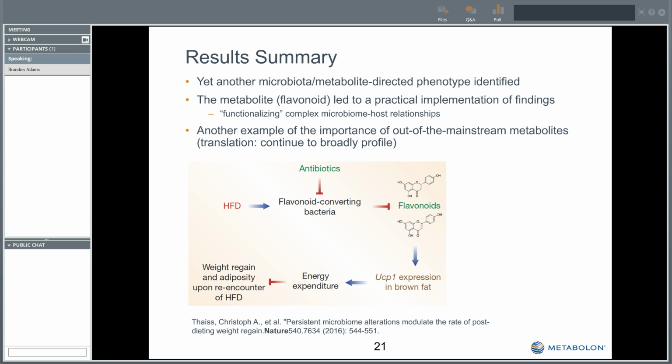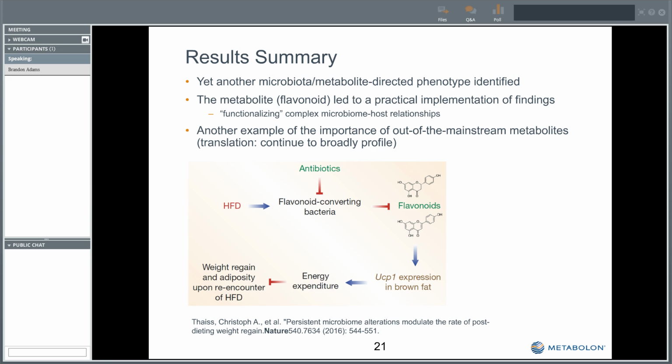So this is a paper with a lot of data, and I really encourage you to read the article to find out more detailed information. But in summary, the investigator was able to show that during high-fat diet, there is a dramatic shift in bacterial composition to favor flavonoid degradation. And since flavonoids are involved in energy expenditure, reduced levels of flavonoids led to reduced energy expenditure, therefore accelerated weight gain upon refeeding of the high-fat diet.